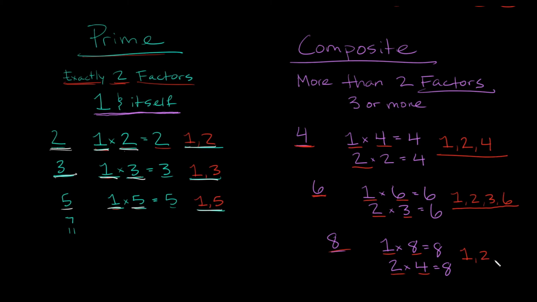1, 2, 4, and 8, right? So we have 4 different factors for the number 8. All right, guys, so now you know the basic differences between prime and composite numbers. So now let's try some slightly more difficult examples. Okay, so let's start with this one.